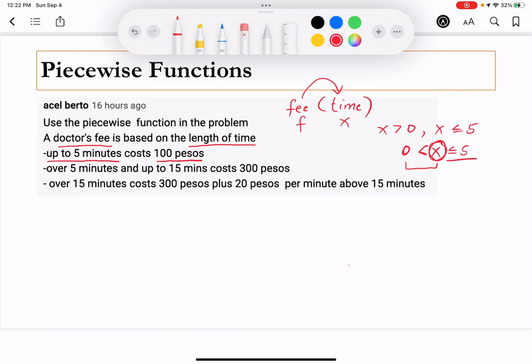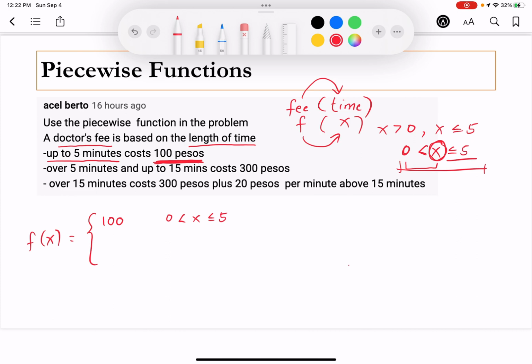So, kunyari, yung X yung time. So, yung doctor's fee ay F. So, F of X. So, yung fee depends on the number of, or the length of time. So, meron tayong F of X. Okay? The first equation or function is 100 pesos. Yan daw yung bayad, 'di ba? Kay Mr. Doctor or Miss Doctor. Provided that the length of time x should be greater than 0 but less than or equal to 5.